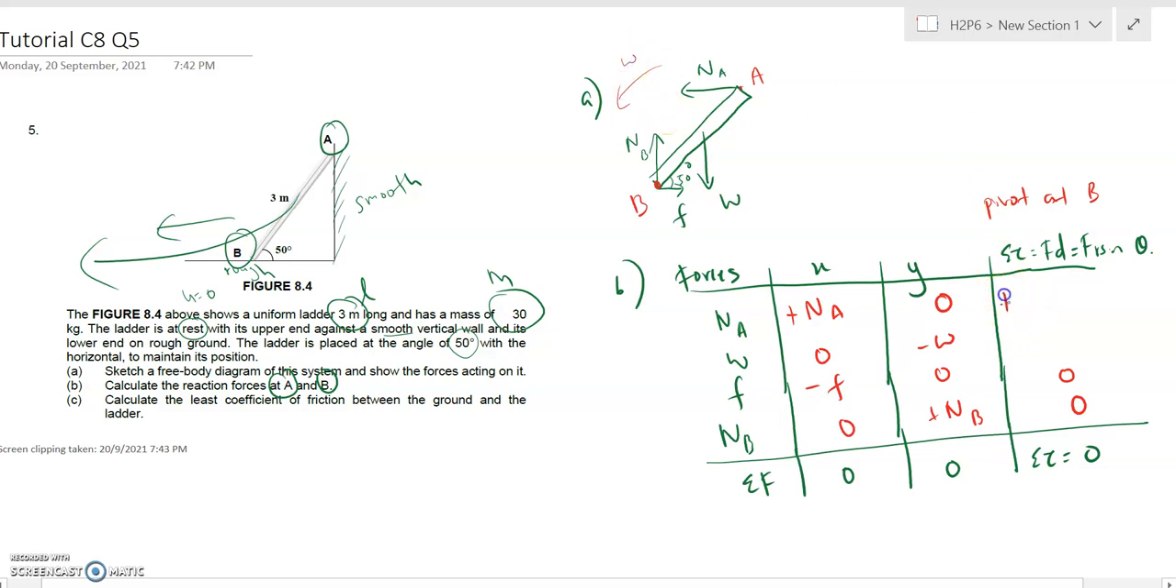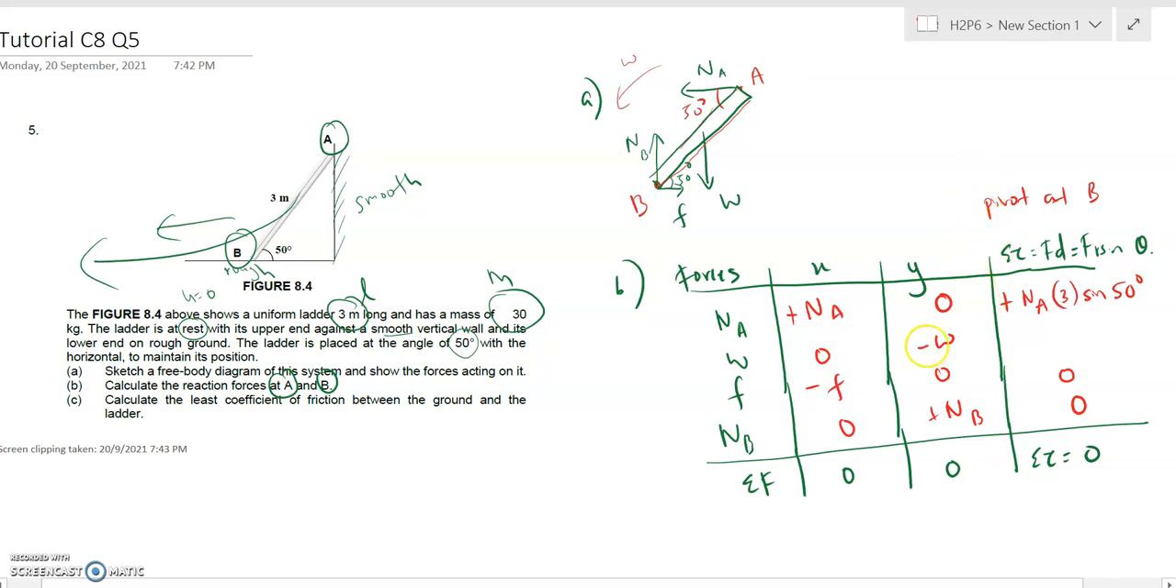So anti-clockwise is positive, so NA, from here to here. It's not your D, because it has an angle. So what is the angle here? The angle here is a zigzag. You can see this zigzag, so this is also 50 degrees. So it will become, we will use F R sin theta, sin 50 degrees. So that is my torque from NA.